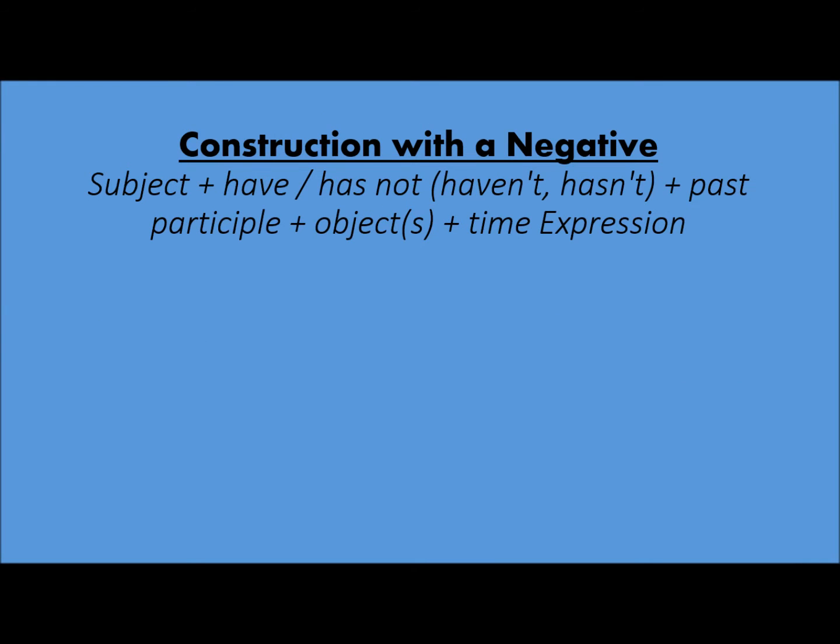How do we make the construction with the negative for the present perfect using for and since? Start with your subject, use your helping verb have or has with the negative not, so that's haven't or hasn't, plus your participle, plus your object and your time expression. Let's look at an example. Max hasn't played tennis since 1999.